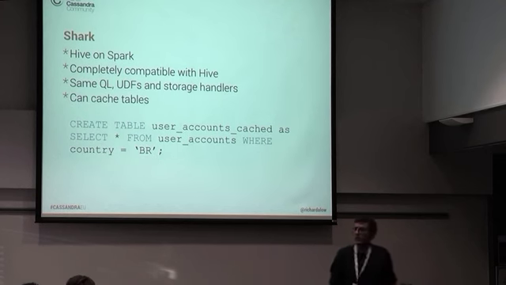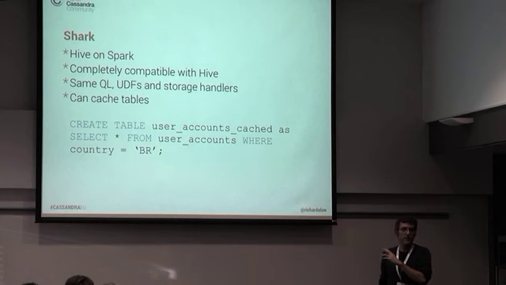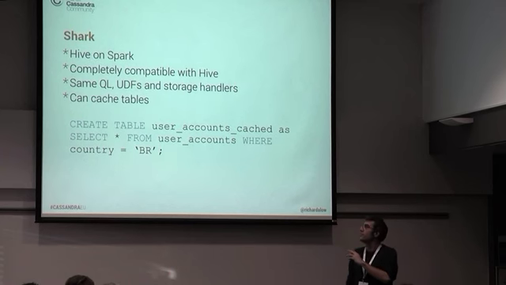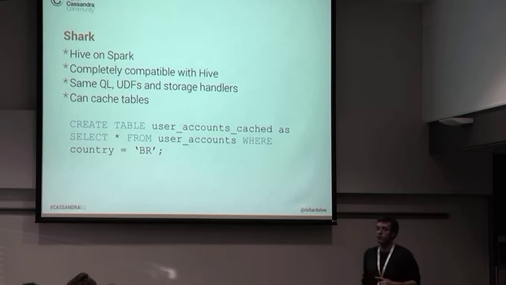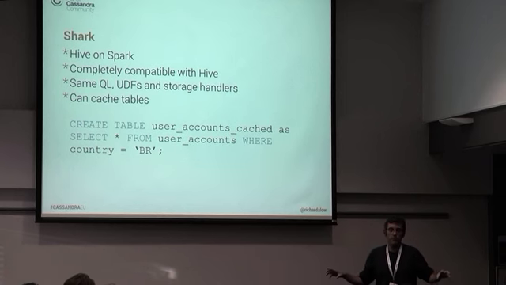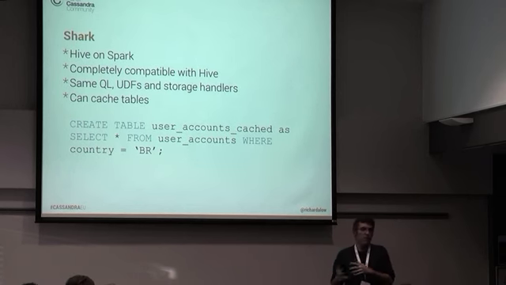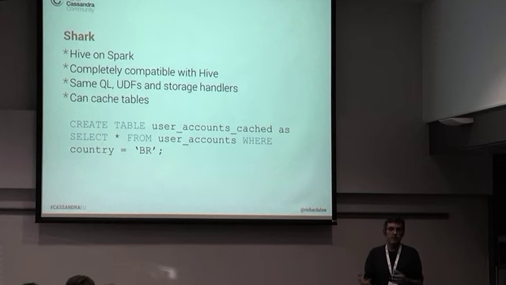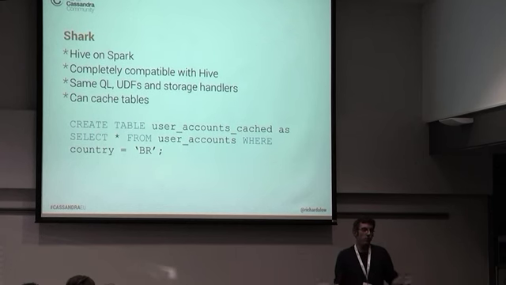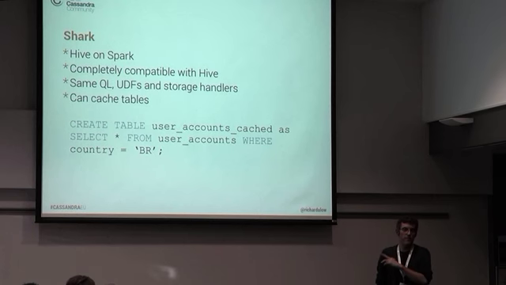So you can write something like this: create table user_accounts_cached. That's giving Shark the hint that it needs to cache this, as select star from user accounts where country equals Brazil. So if you ran that query, it would read through all of your data, only keeping the data from Brazil, store it in memory across your nodes, and then you can run really complicated queries on it ridiculously quickly. It will read through 100,000 records a second per core kind of speed once you've got it in memory like that.